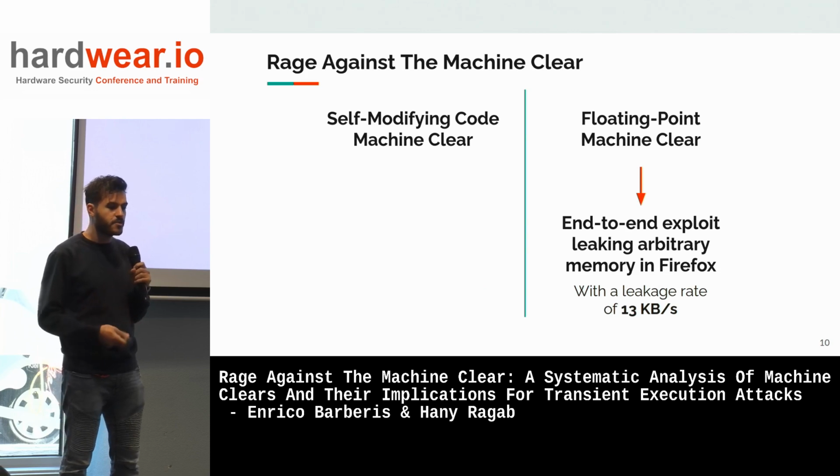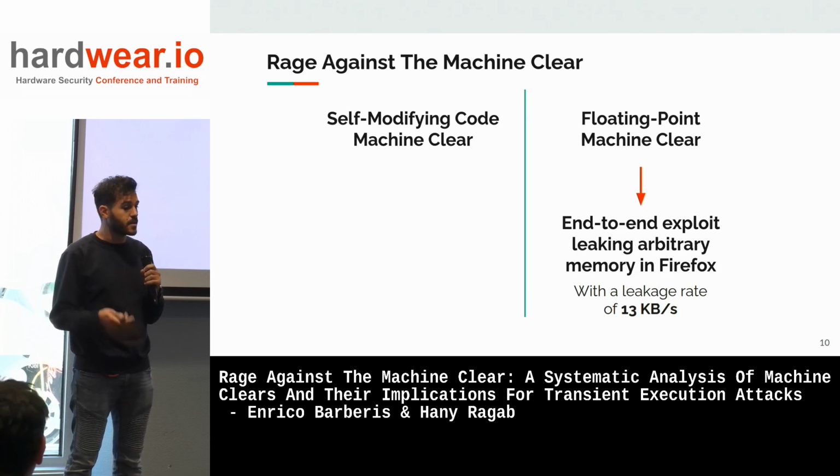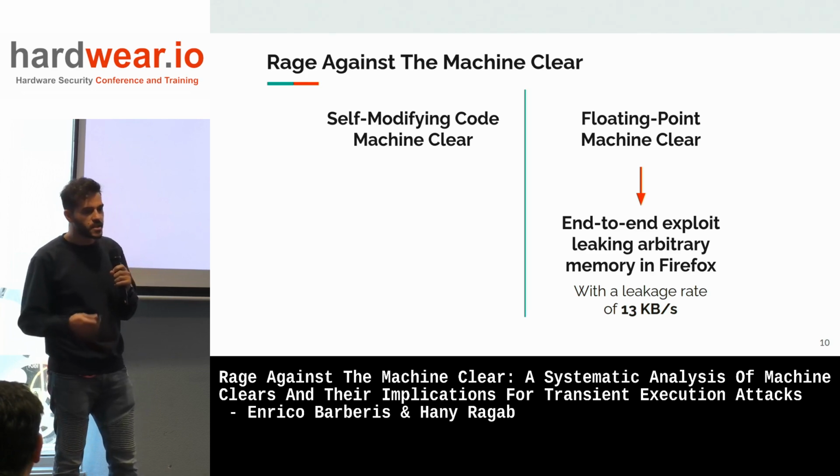Then from Floating Point Value Injection, we were able to mount an end-to-end attack on the Firefox web browser, which allows an attacker to leak arbitrary memory addresses with a leakage rate which can reach up to 13 kilobytes per second.